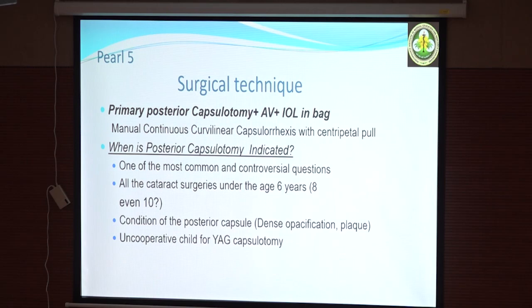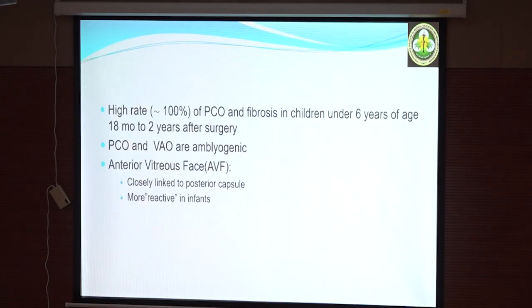And other things are the condition of the posterior capsule, whether it's dense, you have a plaque. Even in an older child, if you have this, probably yes. Or an uncooperative child, a child with nystagmus, or a child with Down syndrome, probably you would still be doing that in an 8 to 9-year-old child. Because they have a high rate of PCO, especially the infants, and those under 6 years of age, they have a much higher proliferative rate.